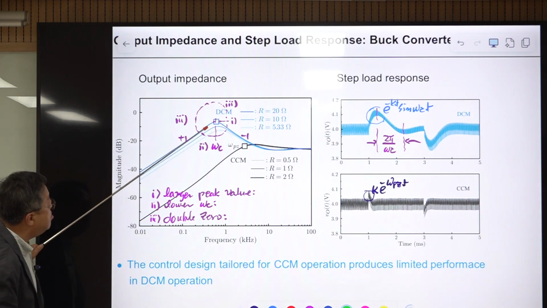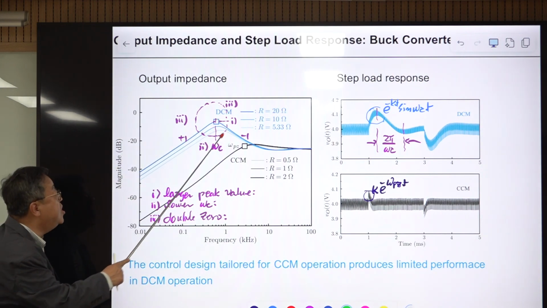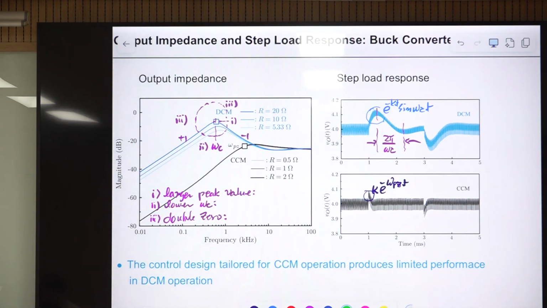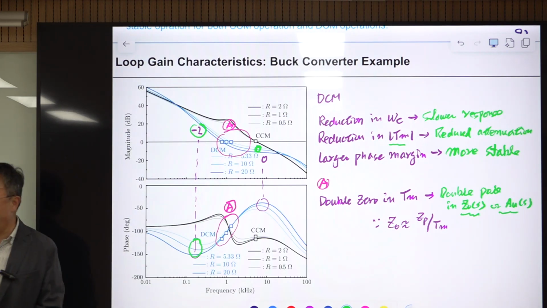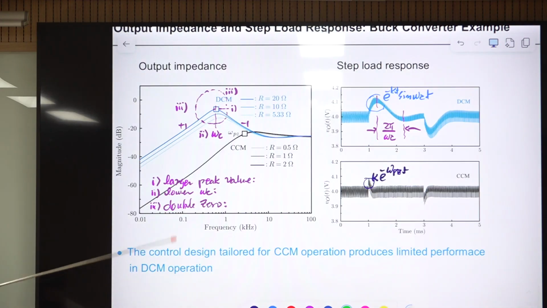There is this peak. Okay, actually this is a double pole. Increasing slope is +1, and decreasing slope is -1. This means this is a double pole. We predicted there should be a double pole around this based on this loop gain characteristic. So you are seeing the double pole here. Some oscillatory behavior will come out, and this frequency is way lower than this.